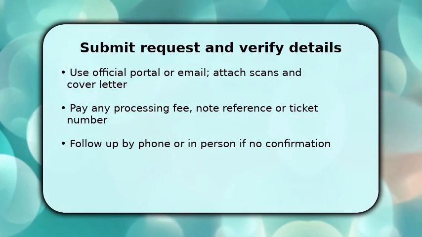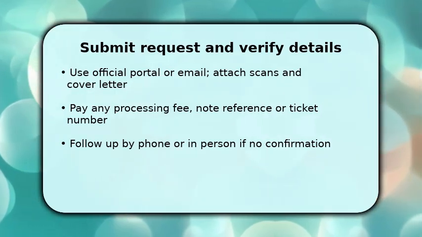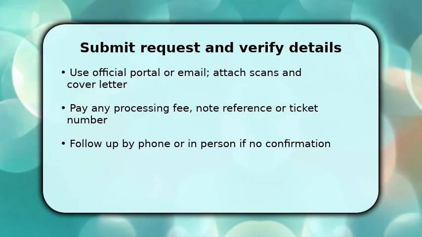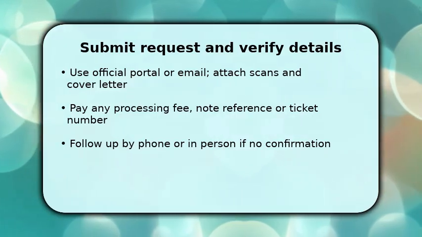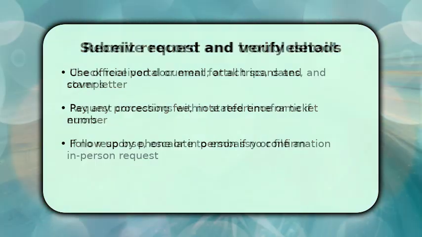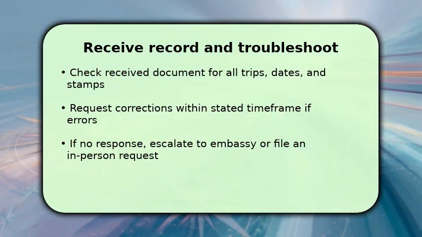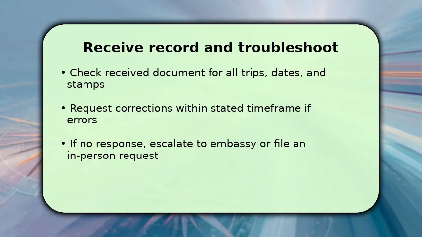If you do not receive an acknowledgement within 48-72 hours, call the service center and provide the reference. This prevents delays and lets you correct any missing information quickly. You will receive the travel history as an official PDF or stamped letter. Review it carefully to confirm all entries and dates match your records.